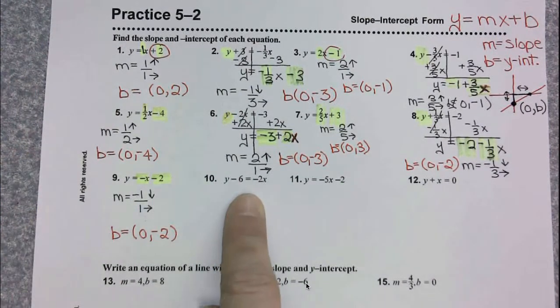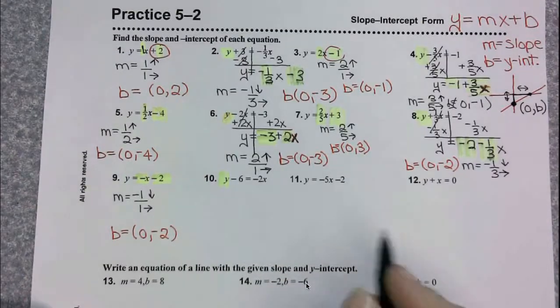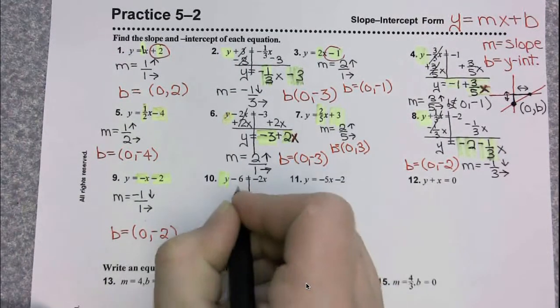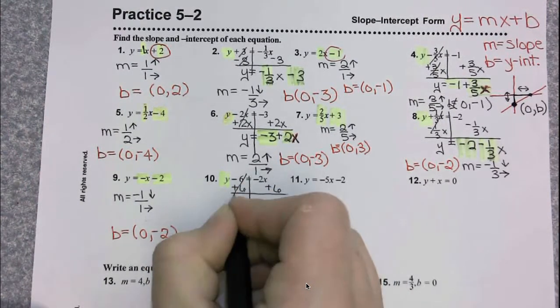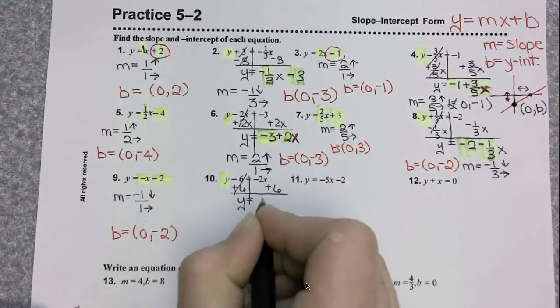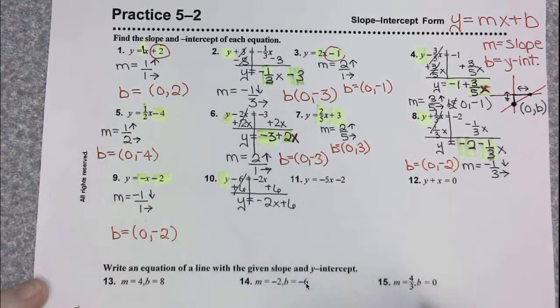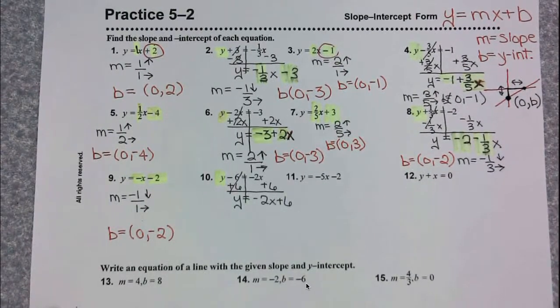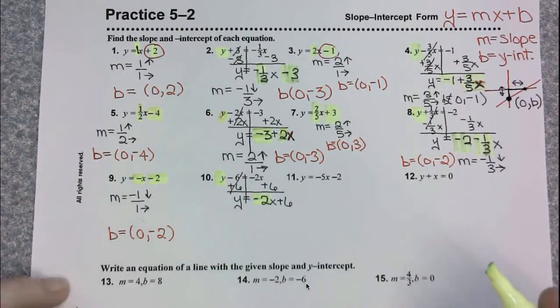Number 10, y is not by itself, so we're going to solve for y, which means get y by itself. I'm going to add 6 to both sides. y is equal to -2x plus 6. My slope is the number attached to x, so my slope is -2, and my y-intercept is +6.